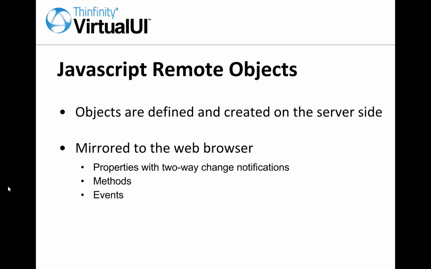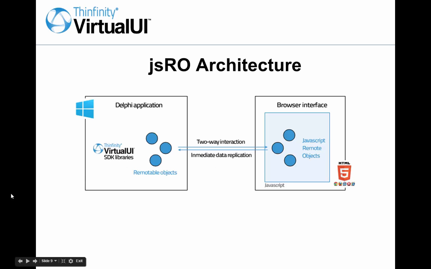In jsRO, the objects are defined and created on the Delphi side. Then they are sent to the web browser and mirrored. Every change on their properties data is synchronized with the other end. Methods fire events on the other end. This graphic shows the idea. So now let's see jsRO in action.